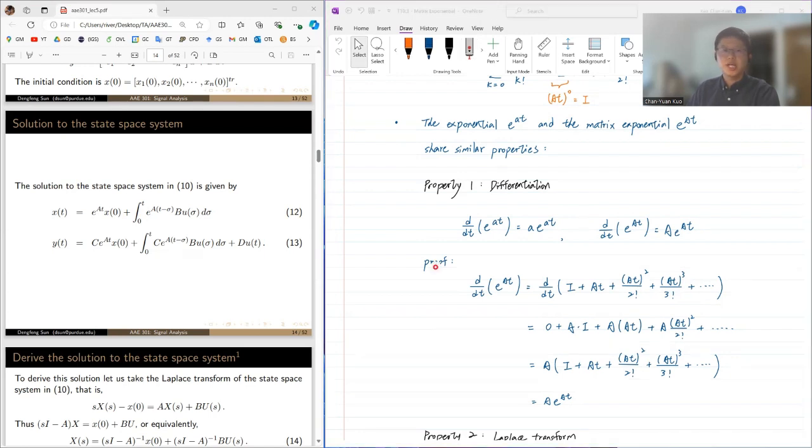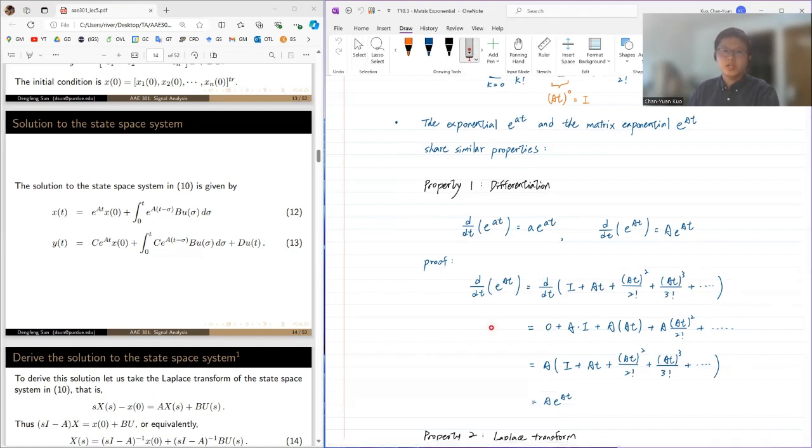The first property is the differential property. The time derivative of the exponential function e to the a times t is equal to a times e to the a times t. It turns out that the time derivative of the matrix exponential e to the A times t is also A times e to the A times t. Only that A here is an n by n matrix. And now let's derive this result together.